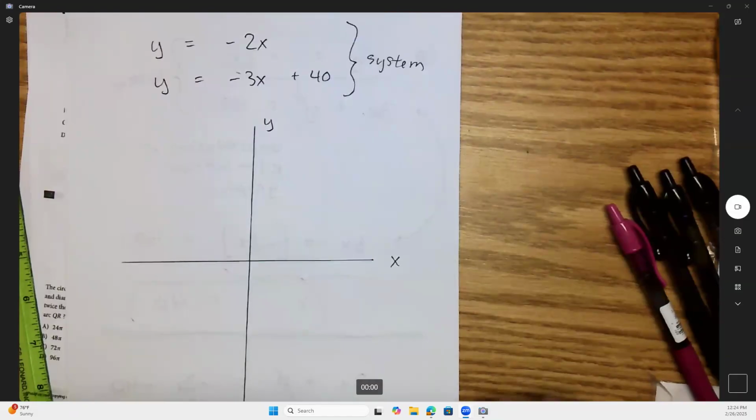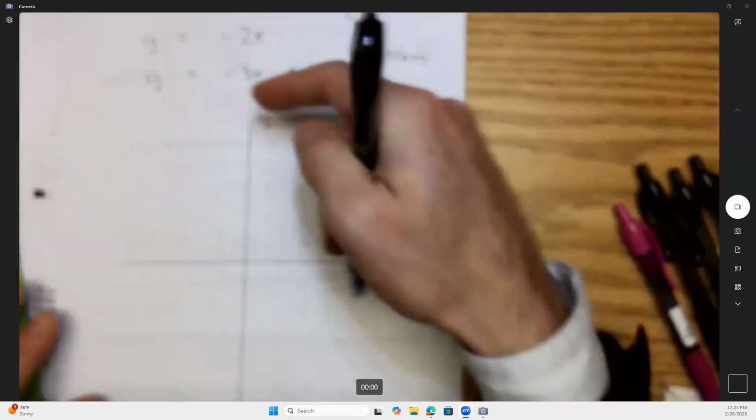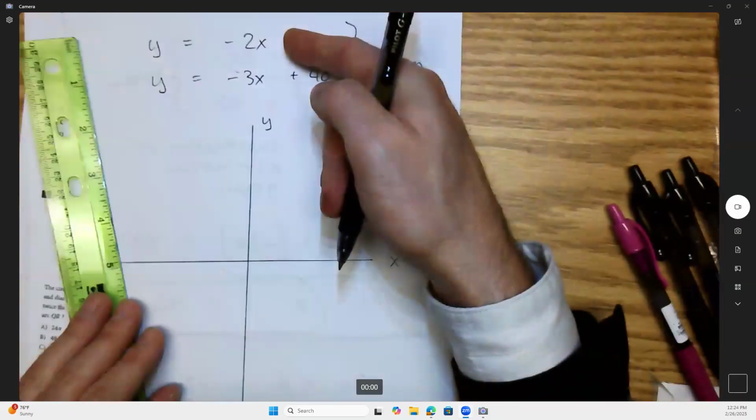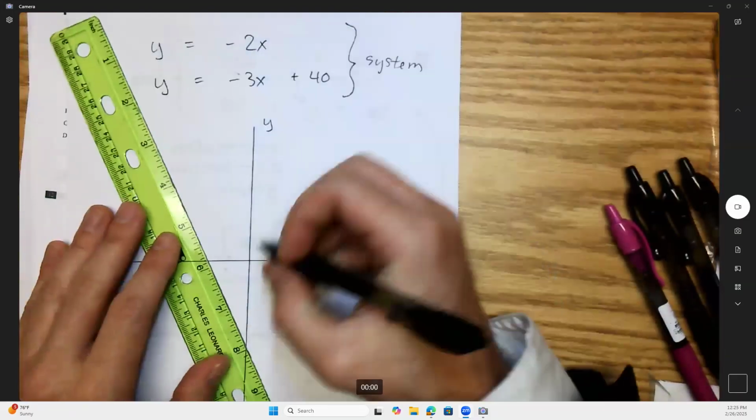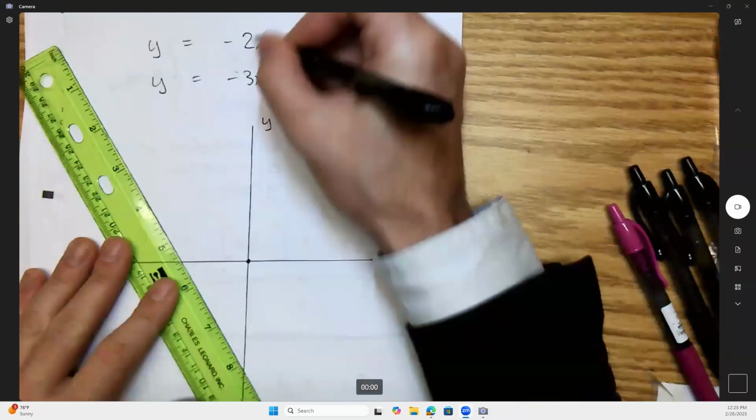Because sometimes later today, I'm going to be walking around the class, seeing if you can draw these graphs. But these are pretty straightforward. I'm pretty sure everybody can graph these. Like, what does y equals negative 2x look like? If you plug in 0 for x, you get 0. If you plug in 1 for x, you get what?